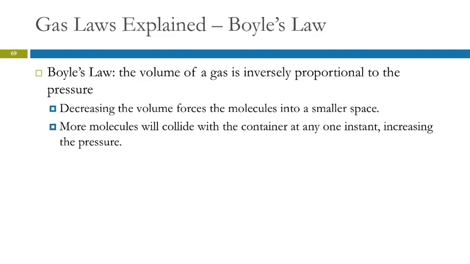Kinetic molecular theory explains Boyle's Law. Boyle's Law says that the volume of a gas is inversely proportional to the pressure. So if the volume goes up, the pressure goes down, and vice versa. If we decrease the volume, that forces the gas molecules into a smaller space. In that smaller space, more molecules are going to be colliding with the container at any given time. And so the pressure goes up. You're taking those moving particles and you're squeezing them into a smaller volume. They're going to hit the sides more frequently, causing the pressure to go up.